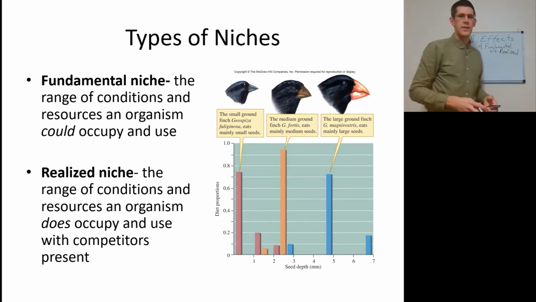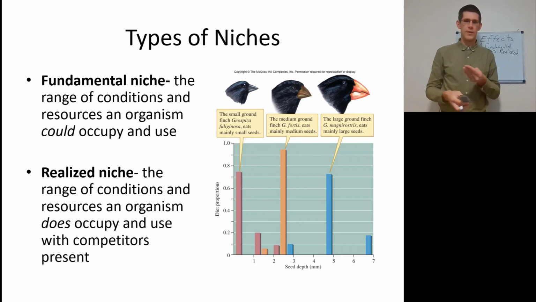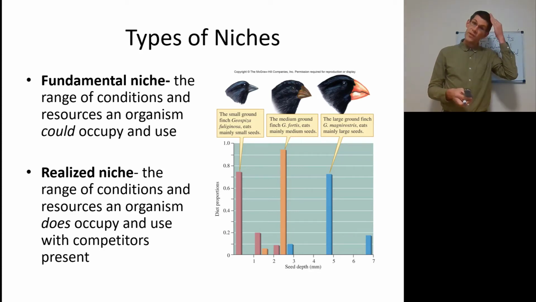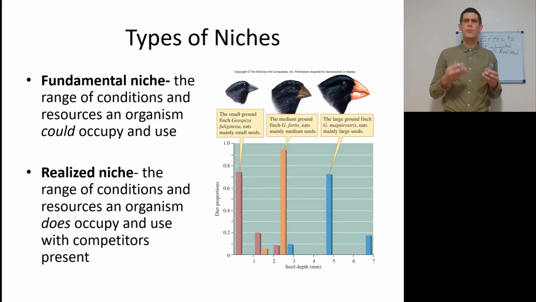a realized niche. And I know that was already written down there. Anyway, the realized niche is the range of conditions and resources an organism does use when competitors are present. So Geospiza fortis is best at eating seeds between 2 and 3 millimeters. Geospiza magna-rostris is going to eat anything from 3 to 7 millimeters. So you see where the niches overlap, where Geospiza magna-rostris is better, and therefore Geospiza fortis can only eat seeds of a limited part of its original niche. And that's what it realizes when the competition is present.